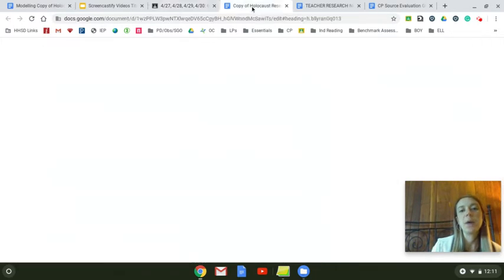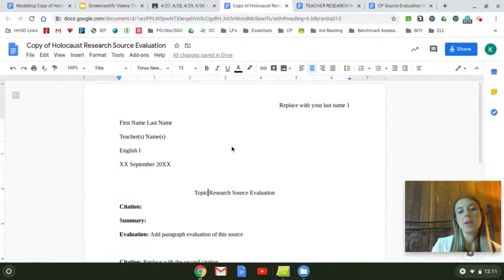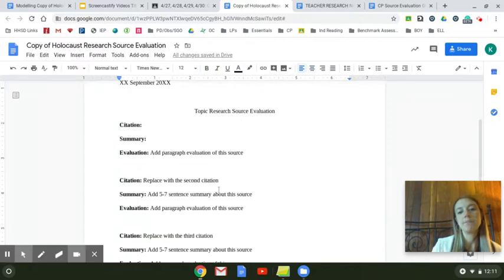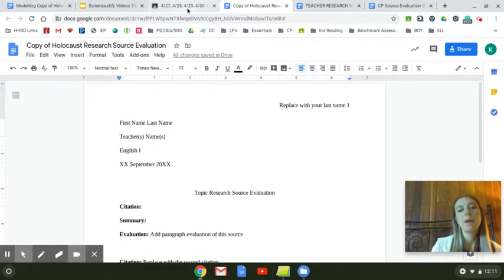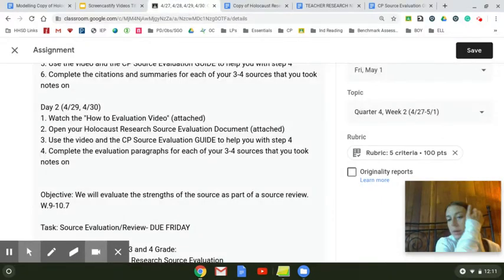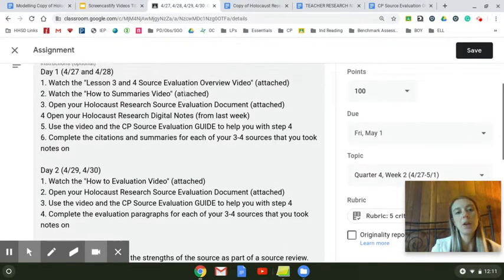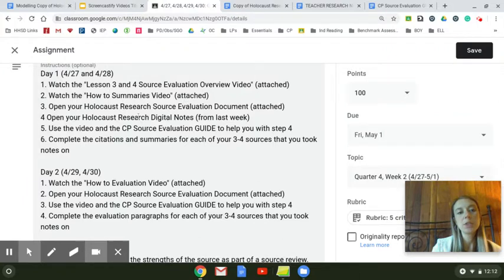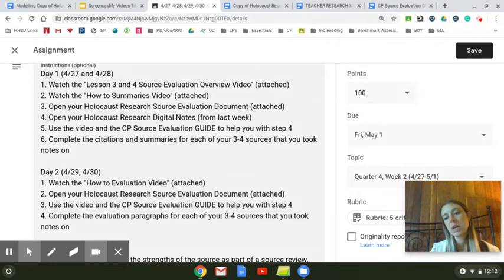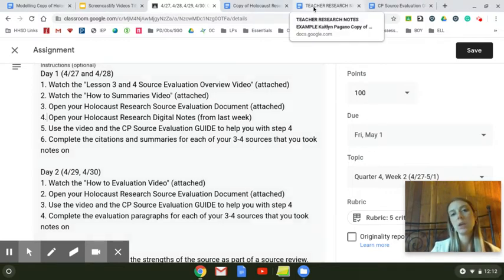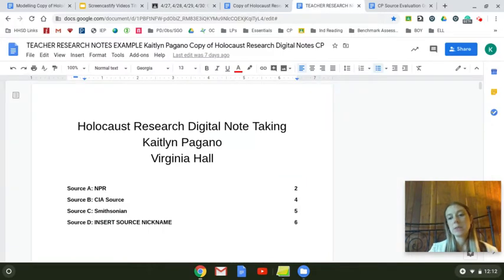So that would be this document here that looks like this. And then the second thing that you need opened is your Holocaust Research Digital Notes, which you should have bookmarked. You used this last week to add the citations, and you took notes on your sources before spring break. Most of you did. So that's the one that looks like this. So you need these 2 things open.